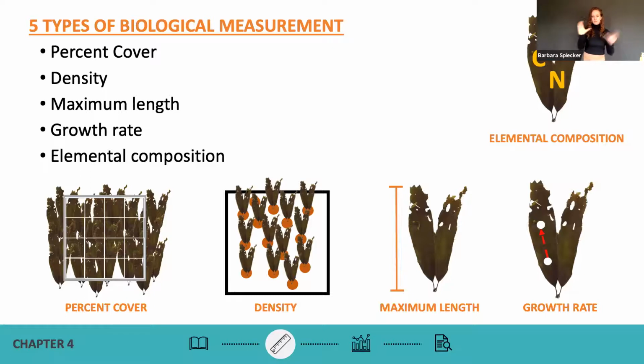I also wanted to look at elemental composition. So to quantify carbon-nitrogen ratio, I randomly collected 1-inch square sections from 20 separate individuals of Hedophyllum selected at random.